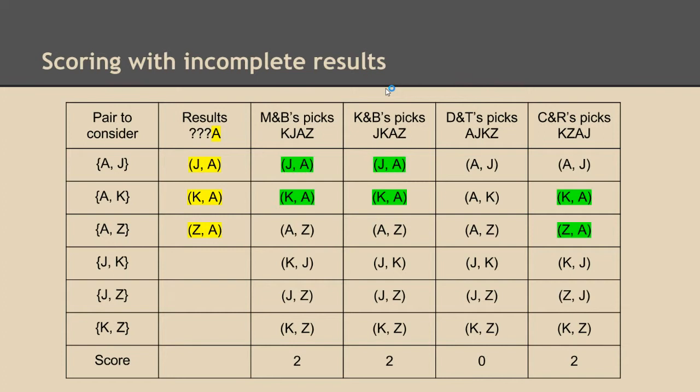So here you can see that Mary and I get 2 points. Kevin and Brianna get 2 points. Mom and Dad get 2 points. Danielle and Thomas, they do not get any points because they didn't have anyone coming before Allie.